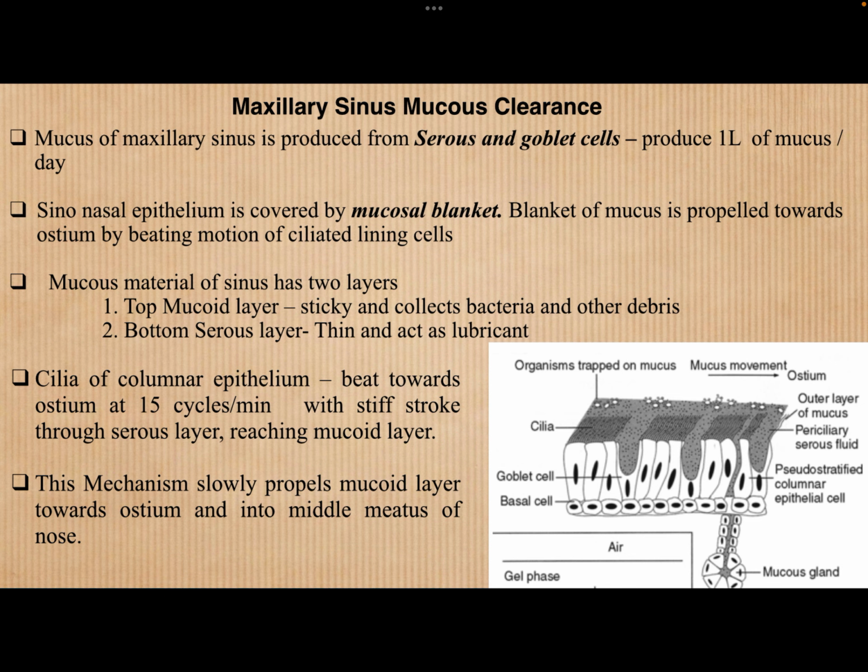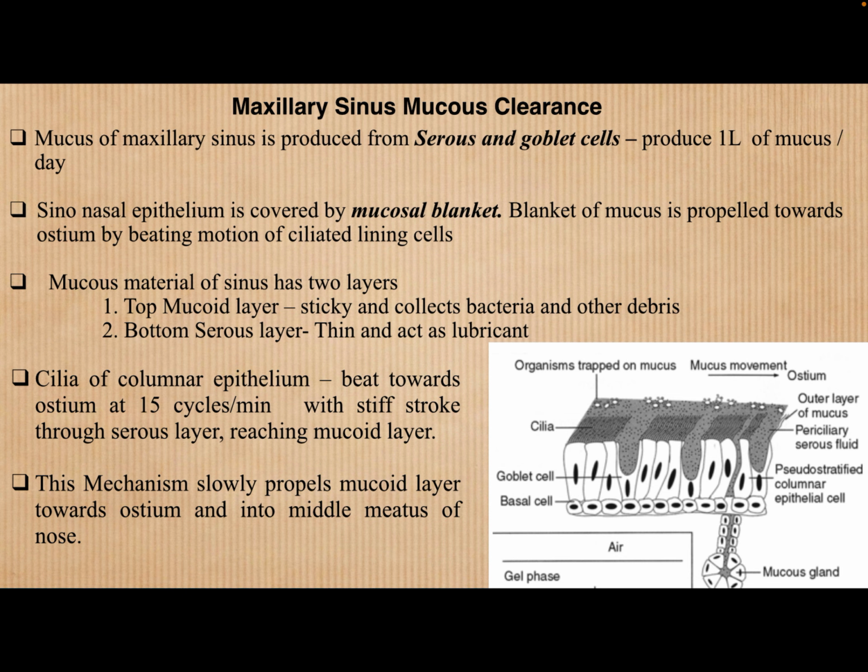So how is the mucus cleared from the maxillary sinus? The mucus produced is around 1 liter a day, and the mucus of the maxillary sinus is mainly produced by serous and goblet cells. The sinonasal epithelium is covered by a mucosal blanket, and the blanket of mucus is propelled towards the ostium, that is a natural opening, by the beating motion of the ciliated lining cells.